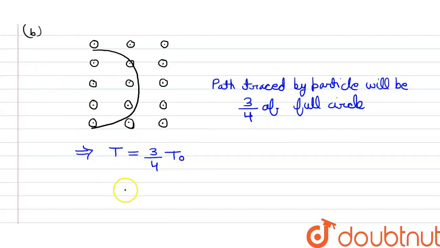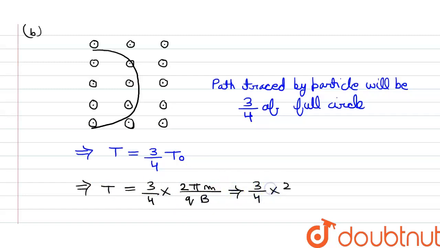So we can write down values here. So time will be 3/4 multiplied by what is the T node? T node is given by 2 pi m divided by q multiplied by b. So now we can put values here. So we will write 3 divided by 4 multiplied by 2 pi multiplied by mass, which is 1.6 into 10 raised to minus 27 kilogram divided by QB. What is value of Q? It is 1.6 into 10 raised to minus 19 coulomb multiplied by B, which is 1 Tesla.